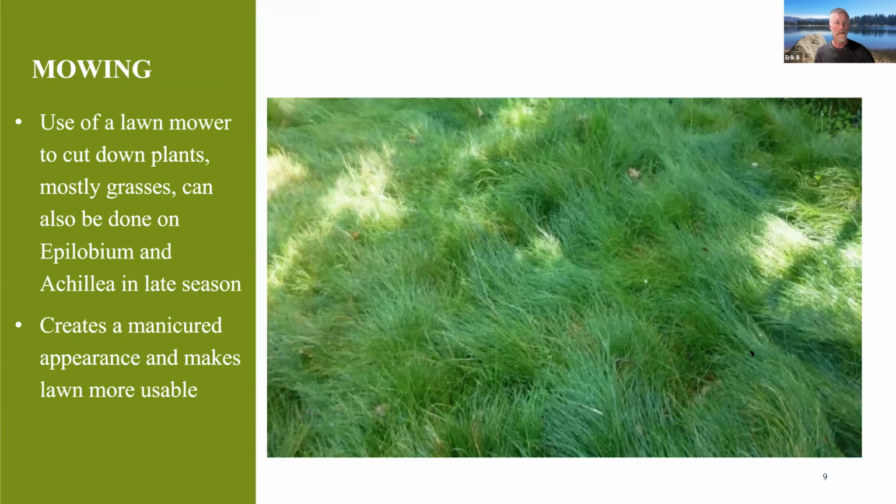Okay, next, mowing. So this looks like red fescue or something. Mowing is the use of a lawnmower to cut down plants, mostly grasses, and can be done on epilobium and achillea in late season. It creates a manicured appearance and makes lawn more usable. Yeah, so just running down really quickly.